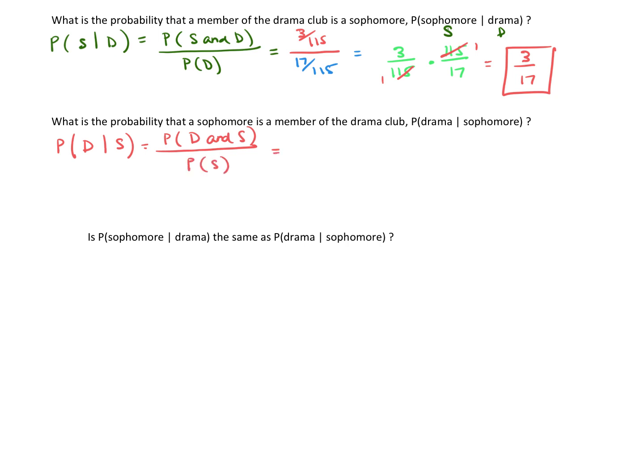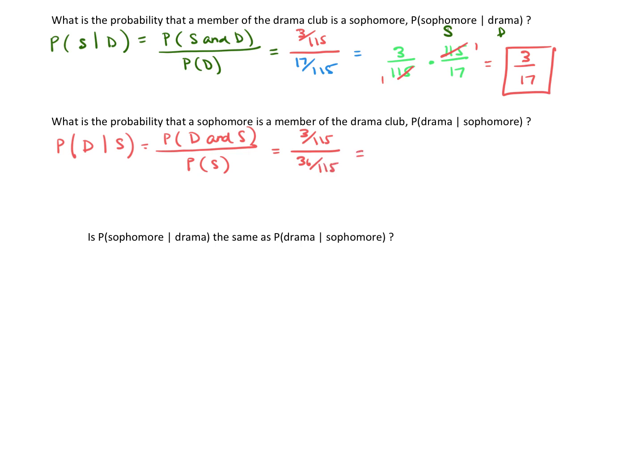So the probability that the student is in drama club and is a sophomore, if we look at our table, that's our 3 out of 115 students. We're going to divide that by the probability that the student is a sophomore. Now, in the last one, we were dividing by the probability that a student was in drama club. So we are going to get a different answer here. How many sophomores do we have? There are 36 total sophomores out of 115.